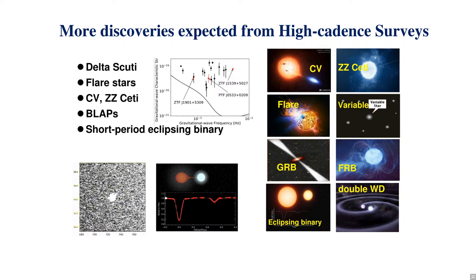The science for high-cadence surveys includes, for example, flare stars, CVs, and some short-period binaries. For example, two white dwarfs with an orbital period of less than 1 hour will produce significant gravitational wave signals, which can be detected by the future LISA and other gravitational wave experiments like Taiji and Tianqin that are going to be conducted in China. There is also other interesting science related to high-cadence surveys.